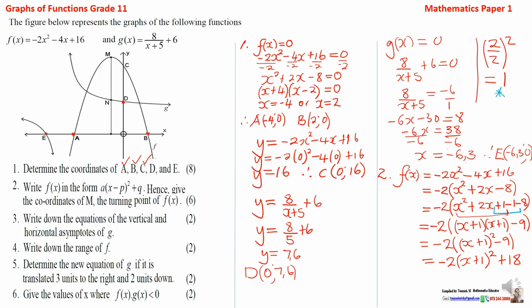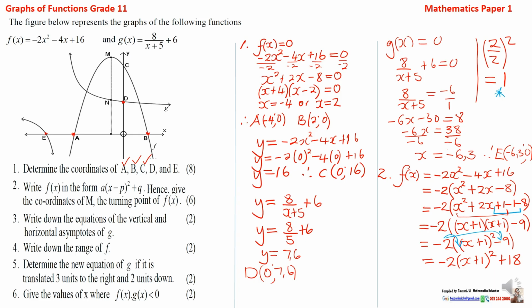Just to remind you, when I remove the brackets at the bottom here, this negative 2 multiplies this bracket. So you just put it outside, then it multiplies the last term, which is minus 9. That's how we got this positive 18. So we have completed the square, and this is our answer for question number 2 for 6 marks.